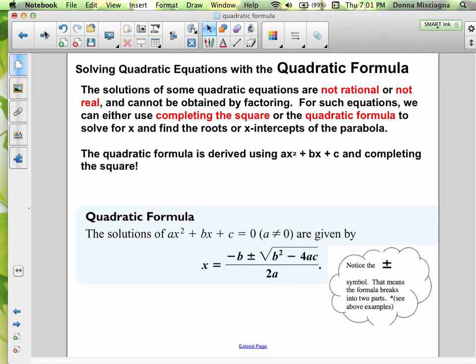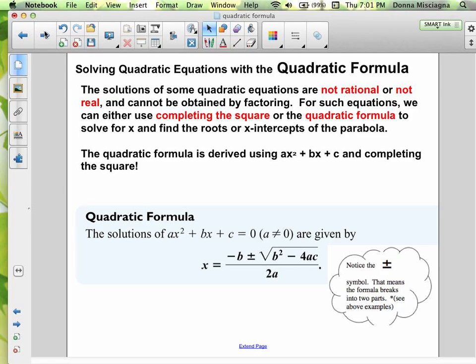So, solving quadratic equations with the quadratic formula. The solutions of some quadratic equations are not rational or not real, and therefore cannot be obtained by factoring. For such equations, we can use either completing the square or the quadratic formula to solve for x and find the roots or x-intercepts of the parabola. It's going to be an x-intercept if we have real solutions. If we have complex solutions, then it won't be an x-intercept.